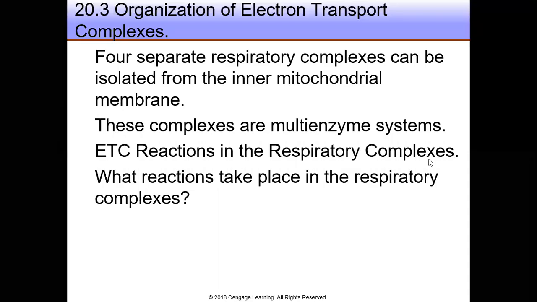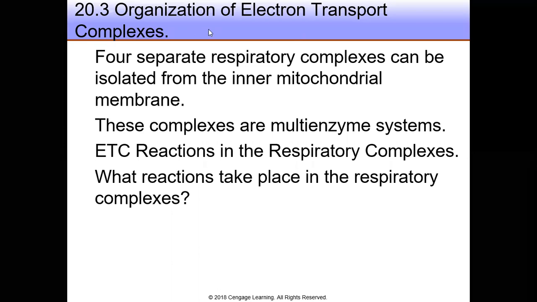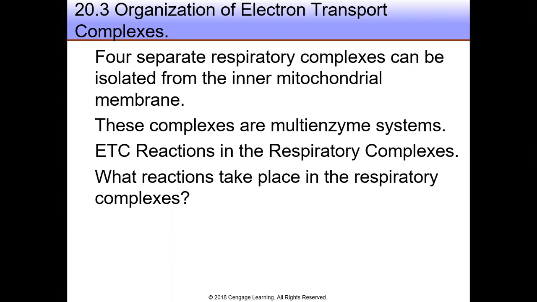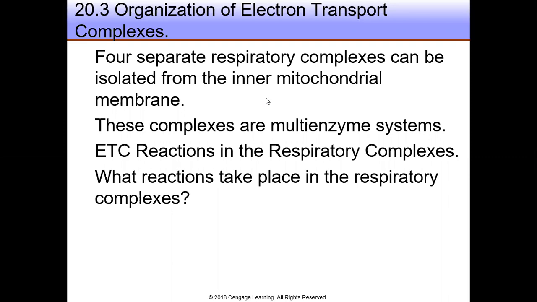Hello, Assalamu alaikum. Today, we want to continue talking about chapter 20, section 20.3, organization of electron transport complexes. Now, intact mitochondria isolated from cells can carry out all the reactions of the electron transport chain. Four separate respiratory complexes can be isolated from the inner mitochondrial membrane. These complexes are multi-enzyme systems.